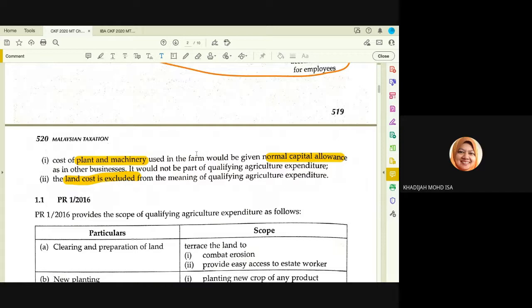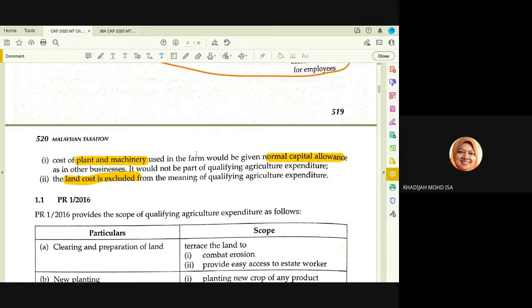Cost of plant and machinery. If you have a machine, for example, a cutting machine, you can have a generator in the farm, you can have a tractor, it's a heavy machine. So these are plant and machinery. If you have that, you can still claim normal capital allowance as in other businesses. It would not be part of qualifying agriculture expenditure. The land cost again is excluded from the meaning of qualifying agriculture expenditure.